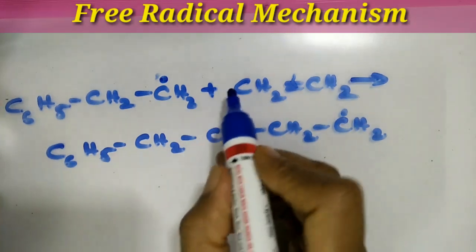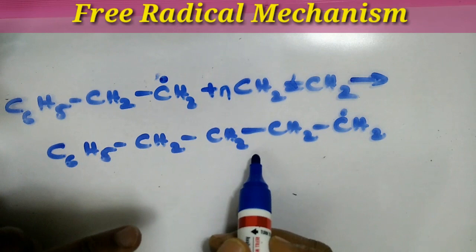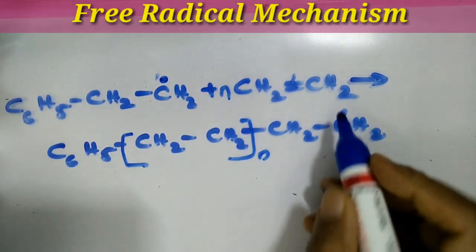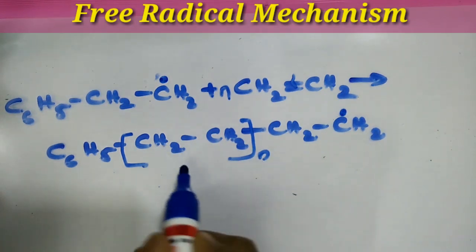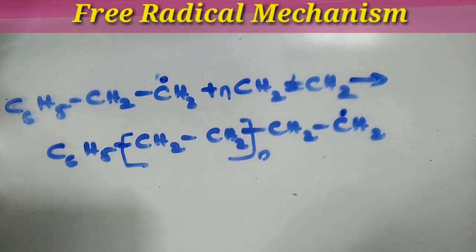Suppose that we are taking n number of ethene molecules. What will happen? Instead of writing like this, you have to write n here. So n molecules will be present here, and you are getting a very long free radical. Okay, this is the second step, that is the chain propagating step.